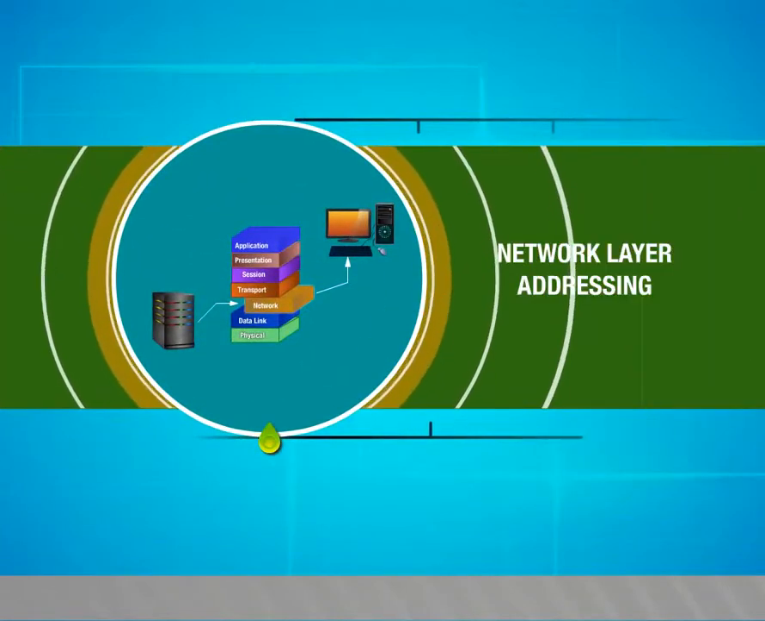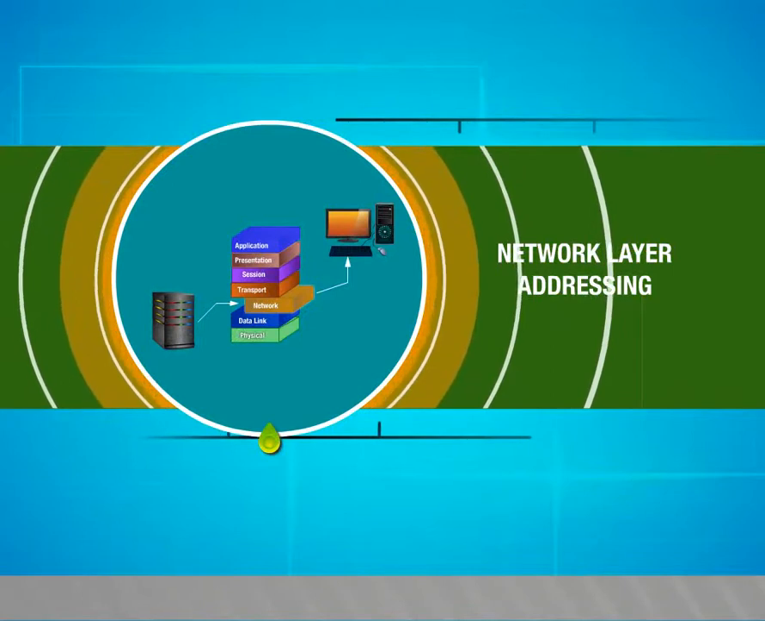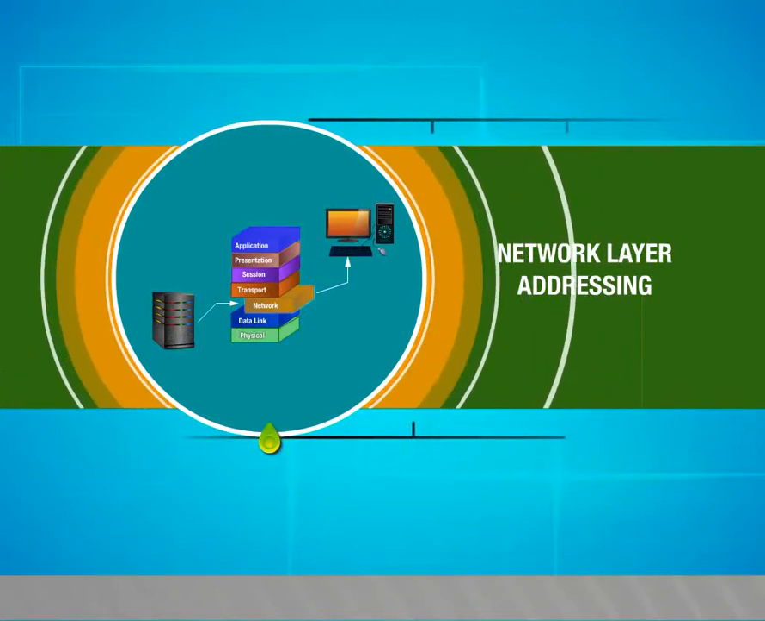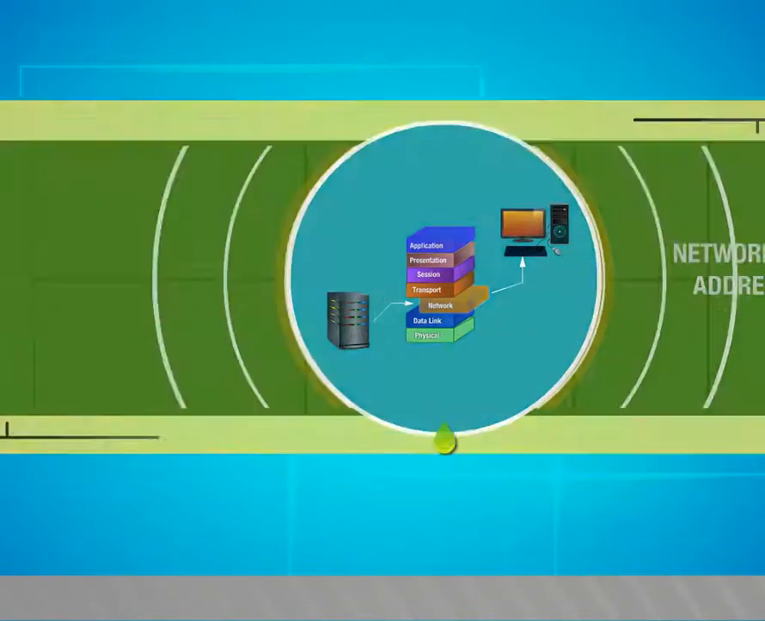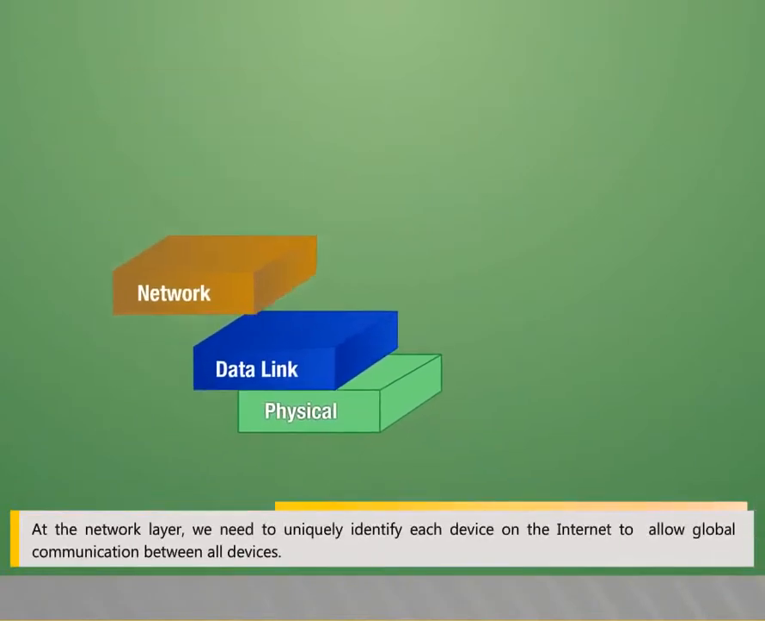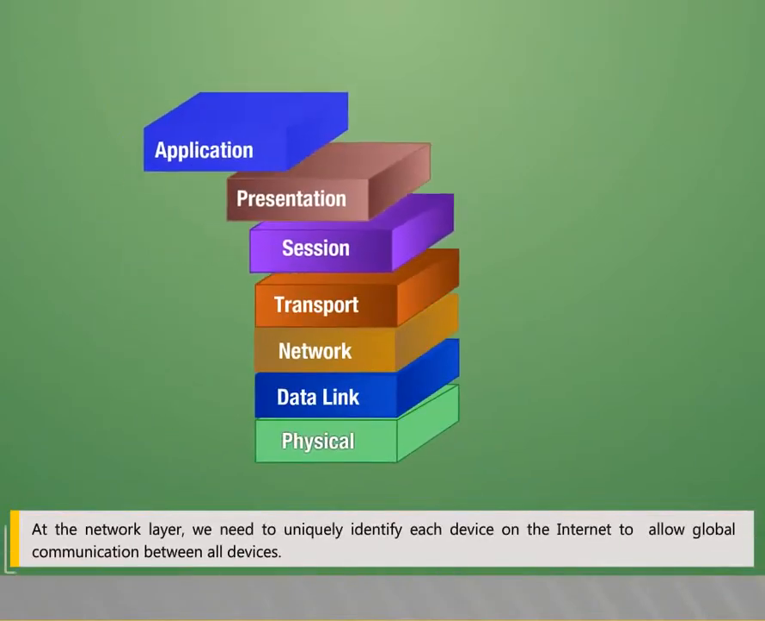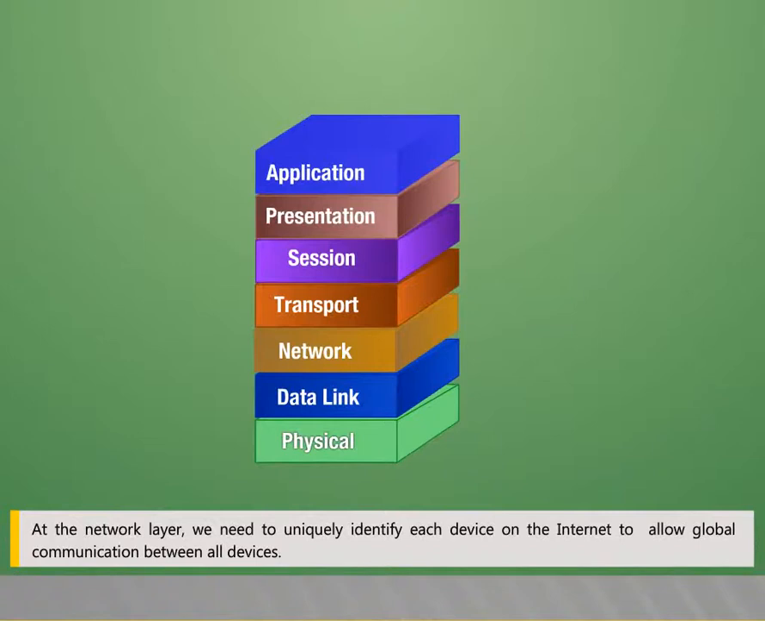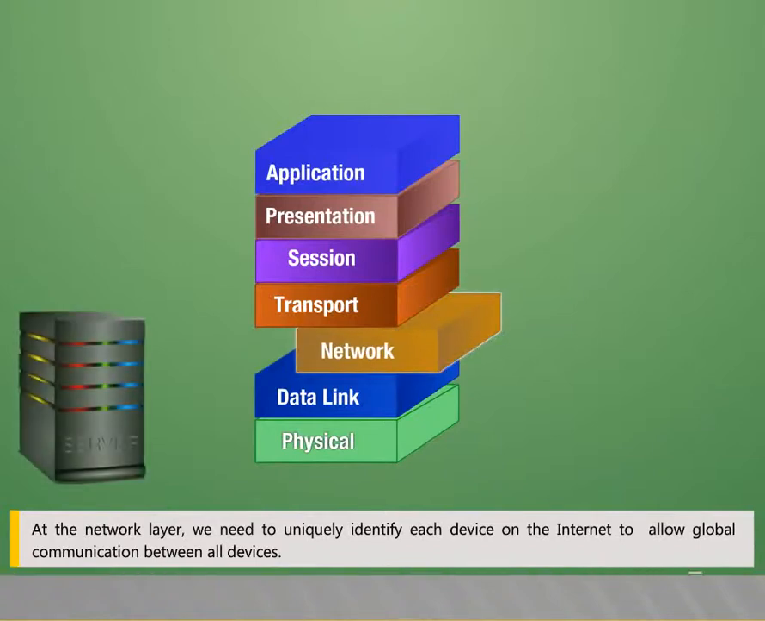Network layer addressing. In this video, we are going to see about network layer addressing. At the network layer, we need to uniquely identify each device on the internet to allow global communication between all devices.